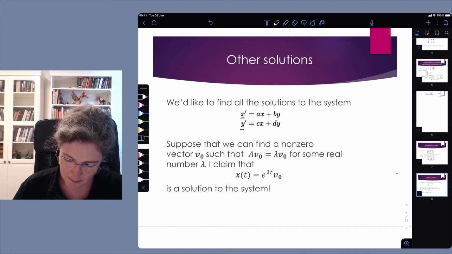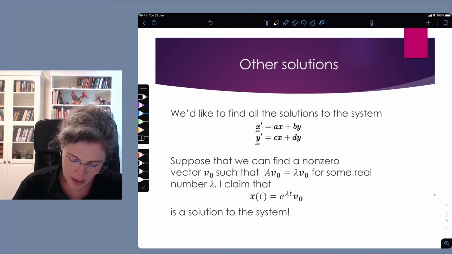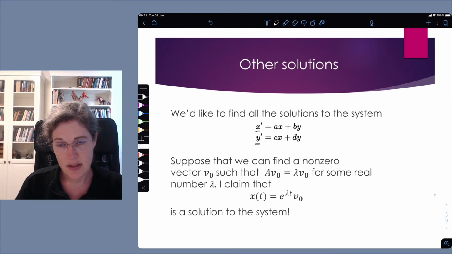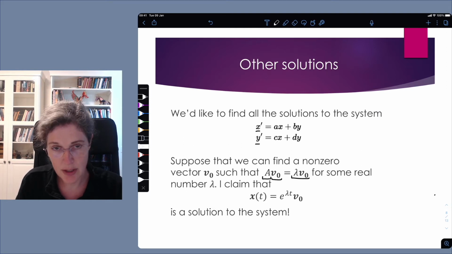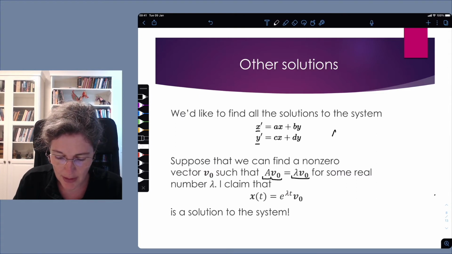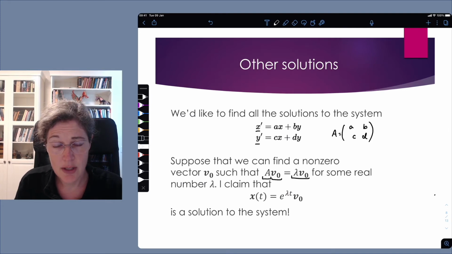So let's see. Now suppose that we could find some non-zero vector v naught such that A times v naught was equal to lambda times v naught for some real number lambda. Now at this point you should be going, we know this. Basically what we're saying is, suppose we could find an eigenvalue and an eigenvector that satisfy our matrix A. Remember, our A is this A, B, C, D. How is that going to help us?